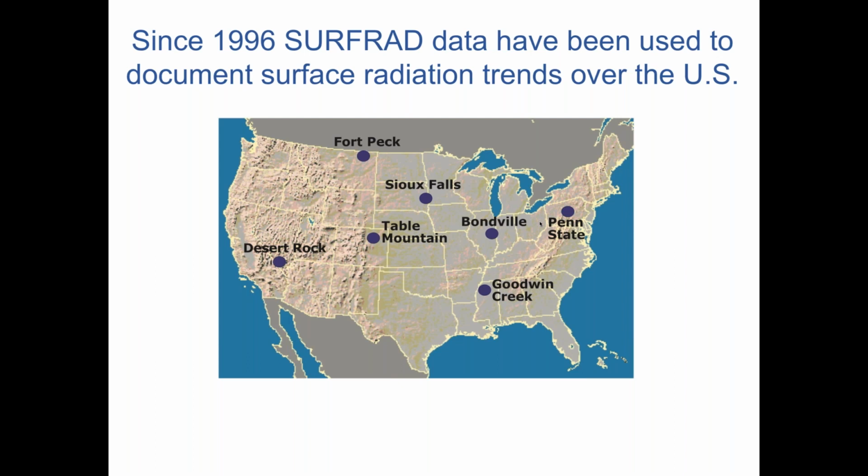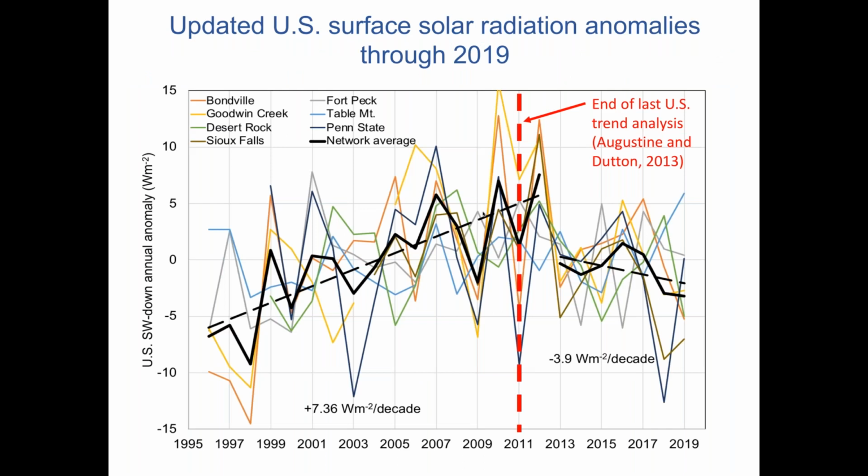Since 96 (SURFRAD started in 1995, but 96 was the first viable data to use in this type of analysis), we've been documenting surface radiation trends using this SURFRAD network. And I want to just point out here that you can see by the map that it's climatologically representative of the US. And these are the results of solar at the surface.